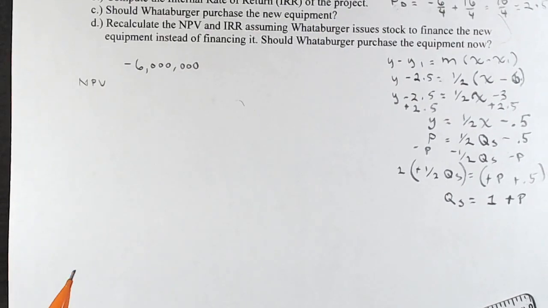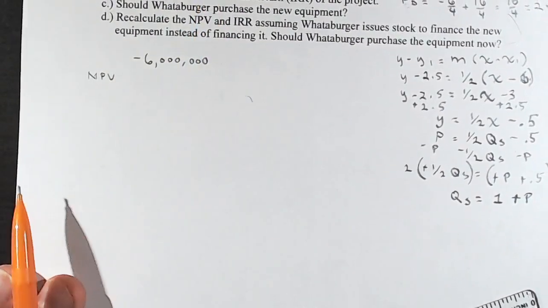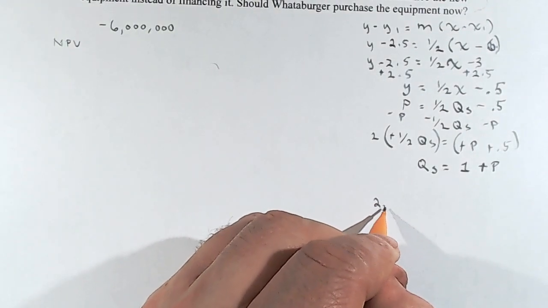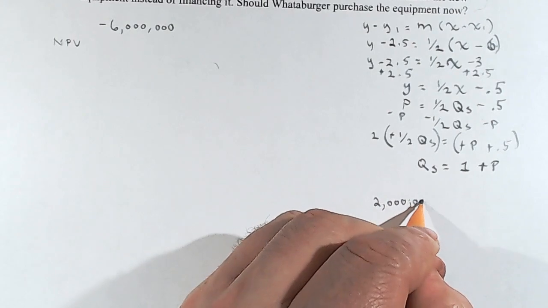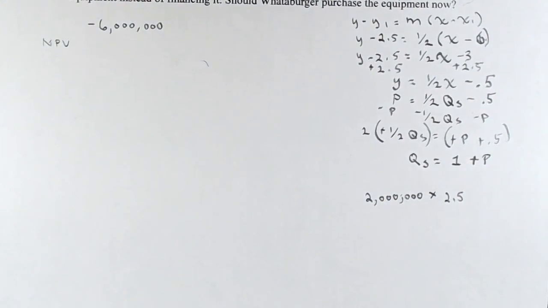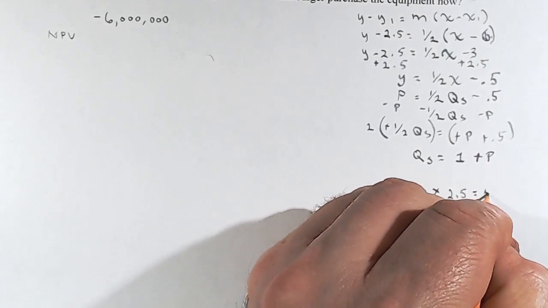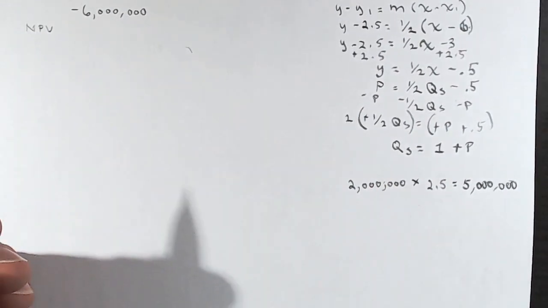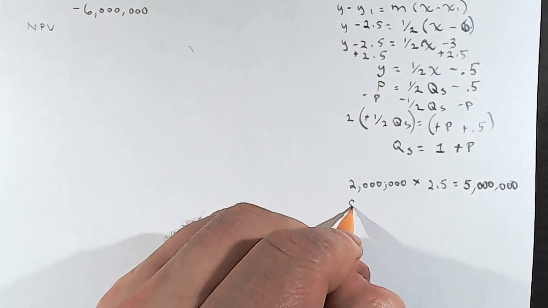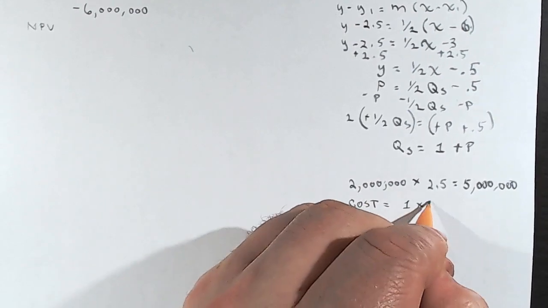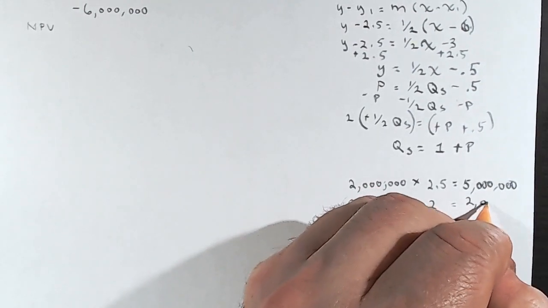So here's the deal. We are going to be producing 2 million more units. What is our revenue on 2 million units? If I sell 2 million units at my new equilibrium price of $2.50, 2 times 2.5, that's $5 million. That's my revenue. But what's my cost? It says assume $1, so my cost is $1 times 2 million, and that's $2 million.